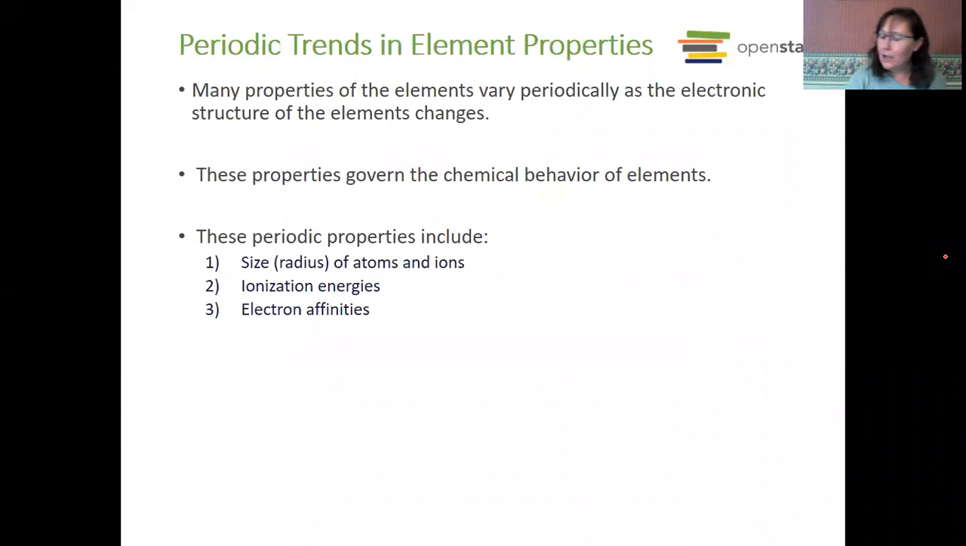All right, so now let's take a look at some periodic trends. We will do more of that when you guys come to Zoom or to class, okay? Okay, periodic trends. So there are 3 periodic trends that are really key. Okay, one of them is the size or the radius of atoms and ions. A lot of times you'll call this atomic radii.